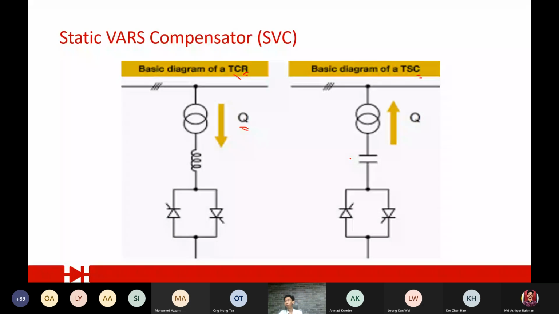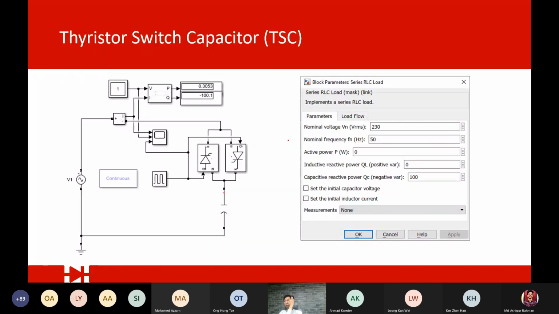If we look at one of the examples, this one I think I haven't downloaded, but anyway, just for demo purposes, I start with TSC. We have an AC source and we have a capacitor, and we have a thyristor in both directions. Then we measure the current and we measure the voltage from here, and of course what we need to see is the active power and reactive power. Plus and negative is the direction. So this is a simple circuit without any load, just to demonstrate.